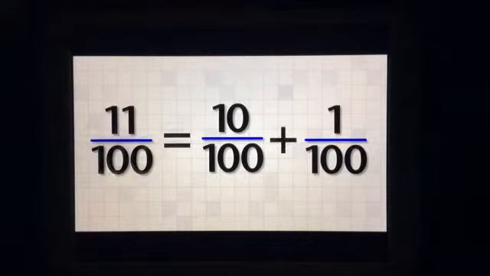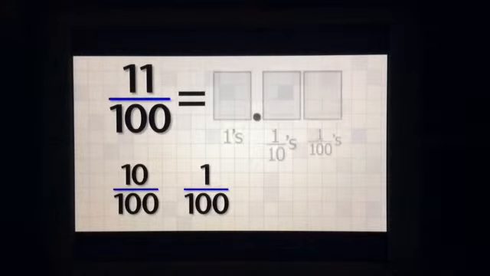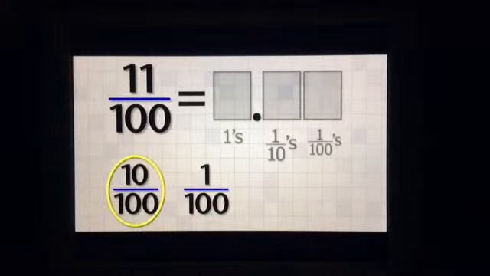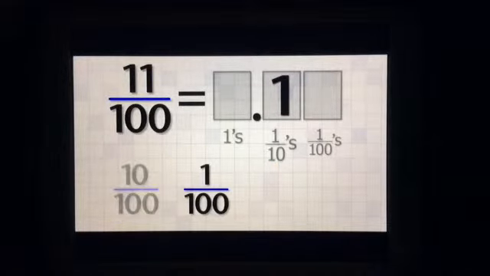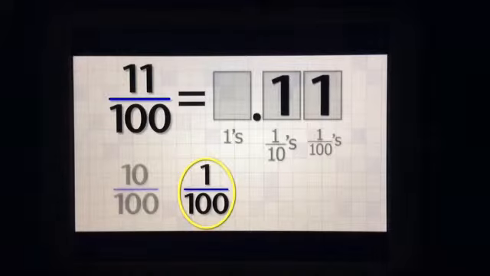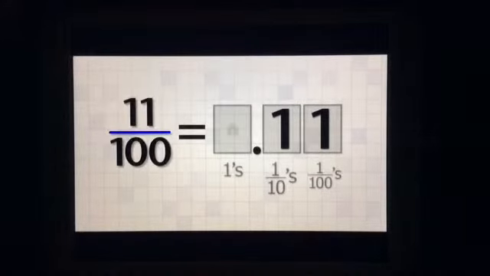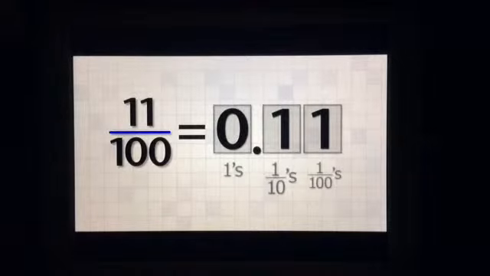Now the next fraction after 10 over 100 is 11 over 100. Now if you think about it, you'll see that 11 hundredths is really just a combination of 10 hundredths and 1 hundredth. Knowing that will help us write it as a decimal. Because a group of 10 hundredths is equal to 1/10, we put a 1 in the tenths place. And we still have that 1/100th left over, so we put a 1 in the hundredths place. There, 11 over 100 is just 0.11 as a decimal.